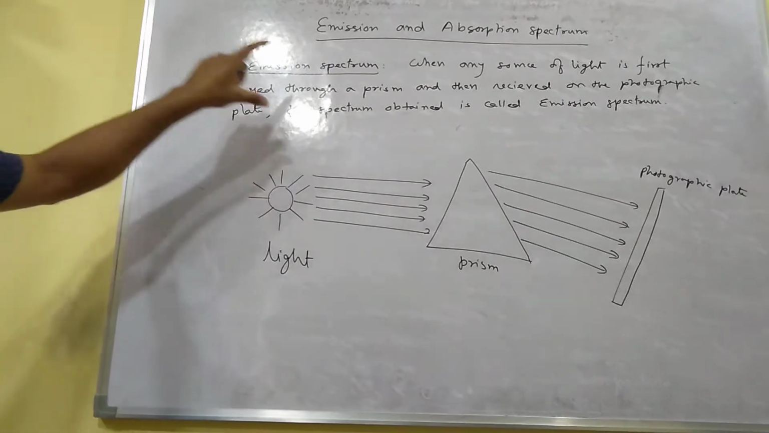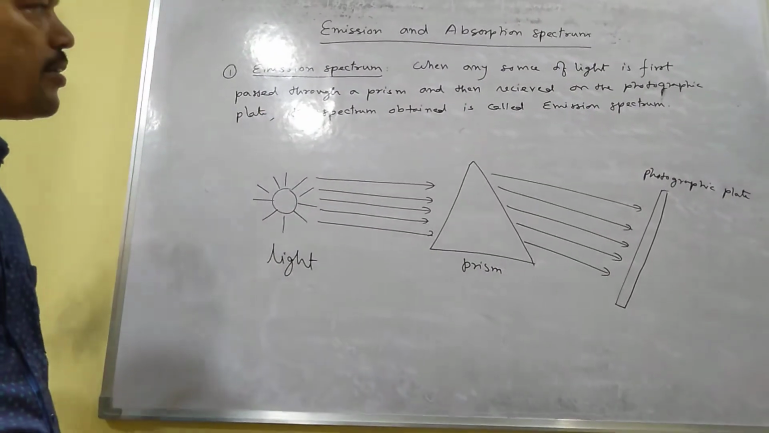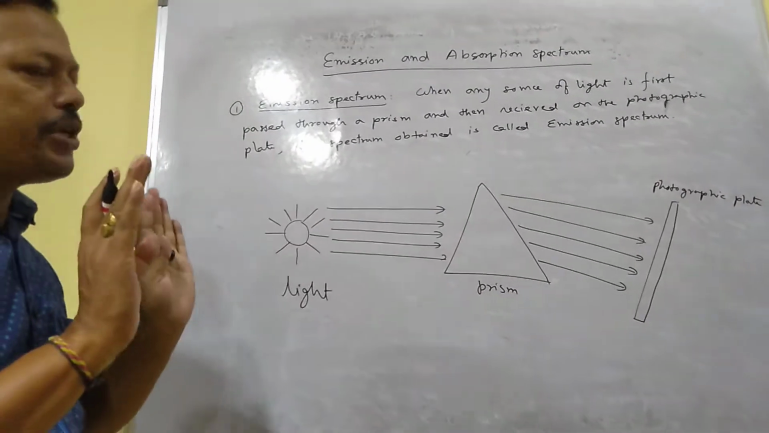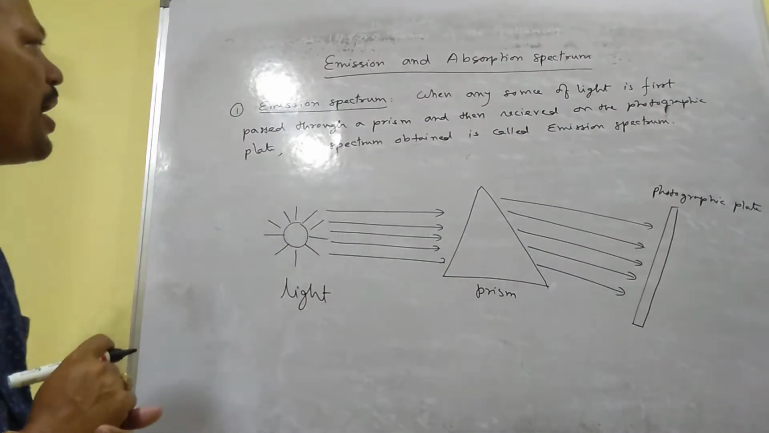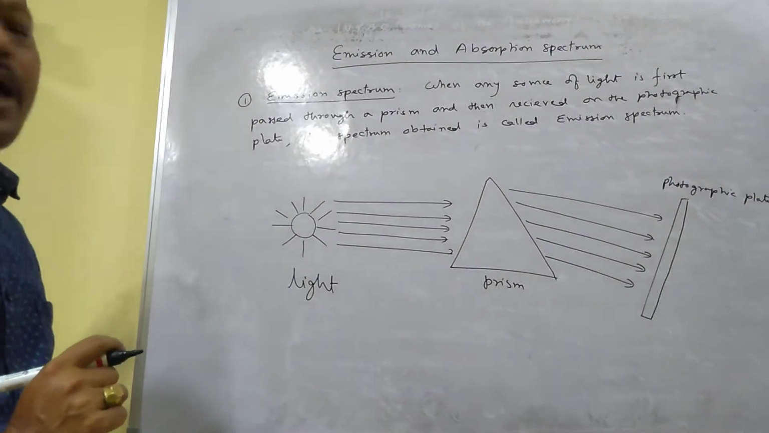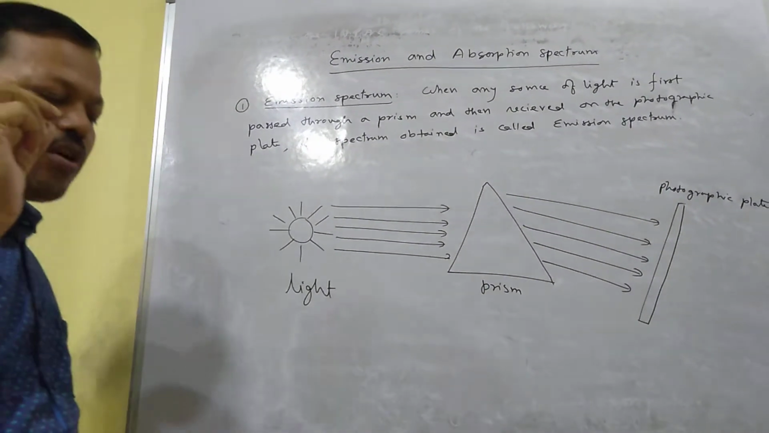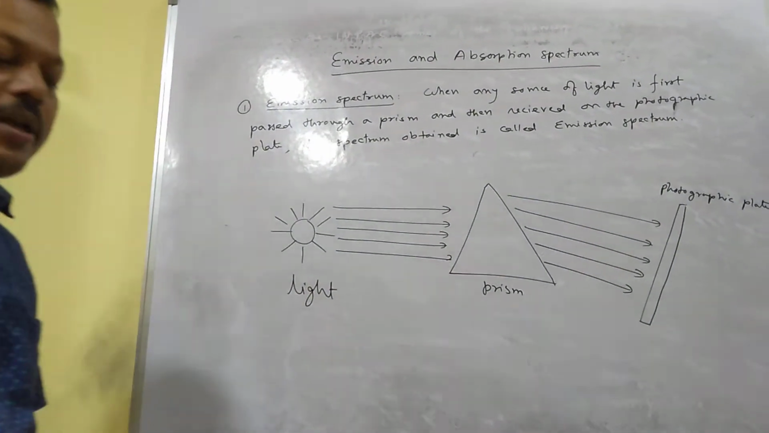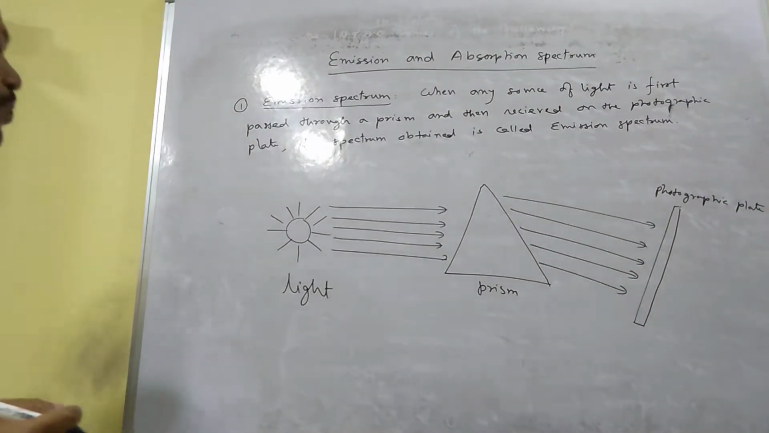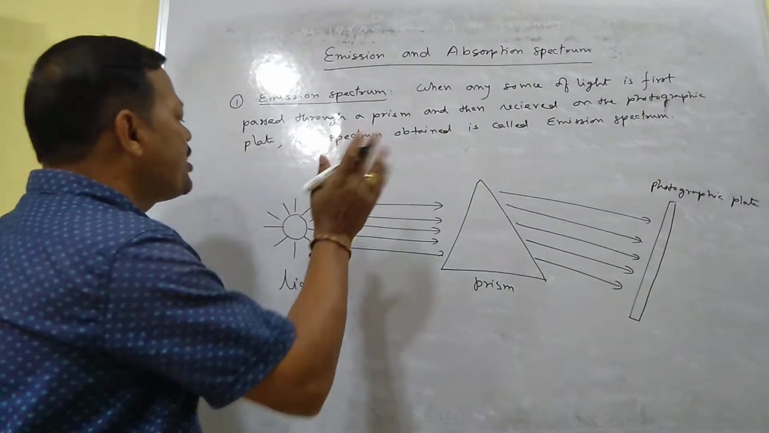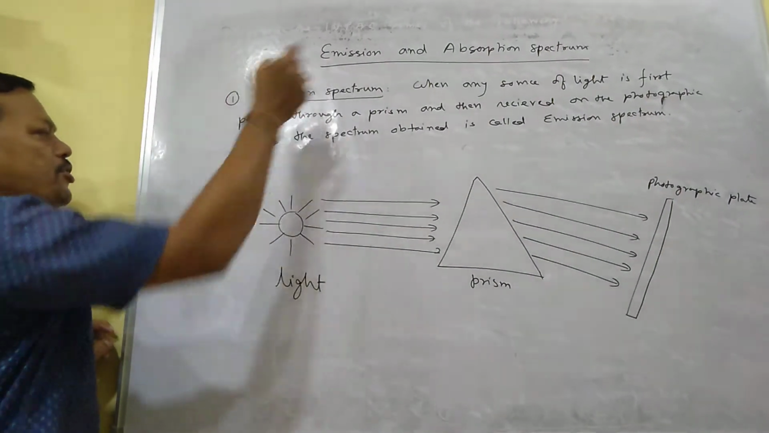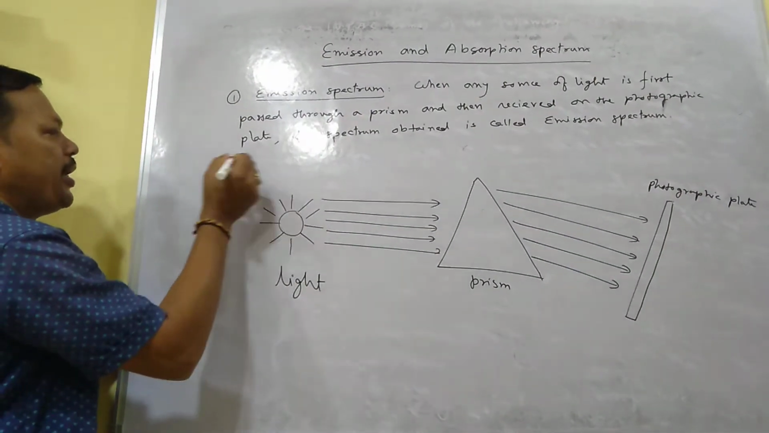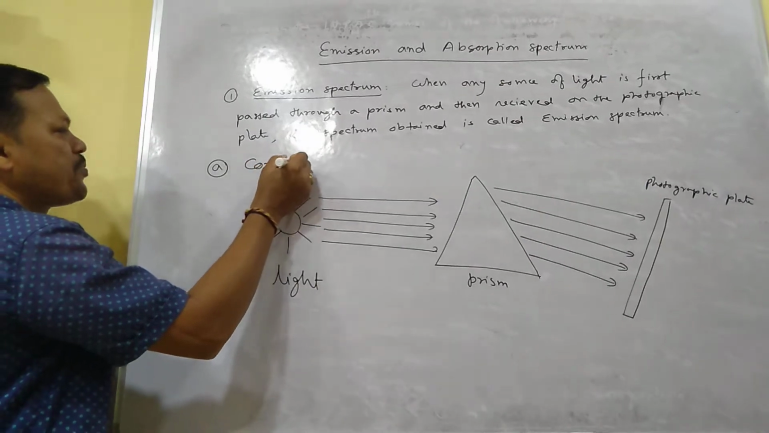Now, depending on the source of light, what type of light you are using, whether the light is white light or colored light, based on that you will get two types of emission spectrum. One is called continuous spectrum and one is called line spectrum. So what is the difference between continuous spectrum and line spectrum? These both are emission spectrum. Number A, continuous spectrum.